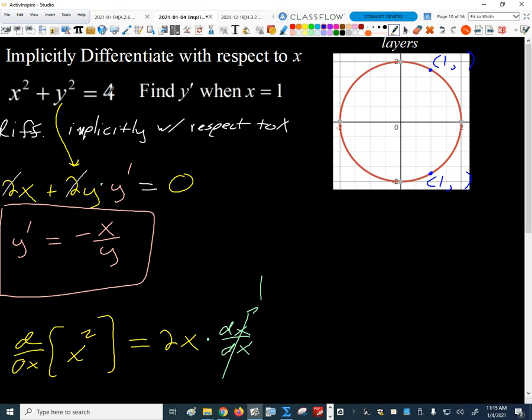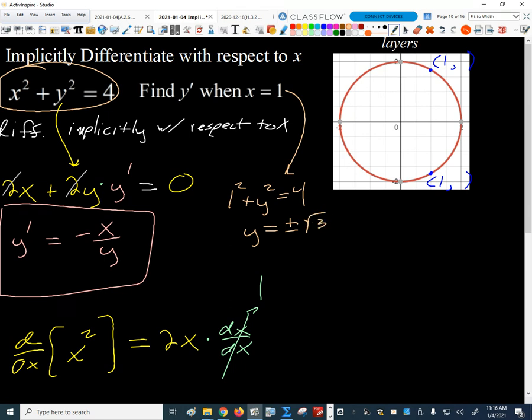If x is 1, I could take this original equation up here and solve it. So here it is. When x is 1, I just get 1 squared plus y squared equals 4. I can just solve that for y. So y squared would equal 3. So y would equal plus or minus the square root of 3. Well, that must be plus the square root of 3, and that must be minus the square root of 3, right? So those are my 2 points. Those are my 2 points of tangency.